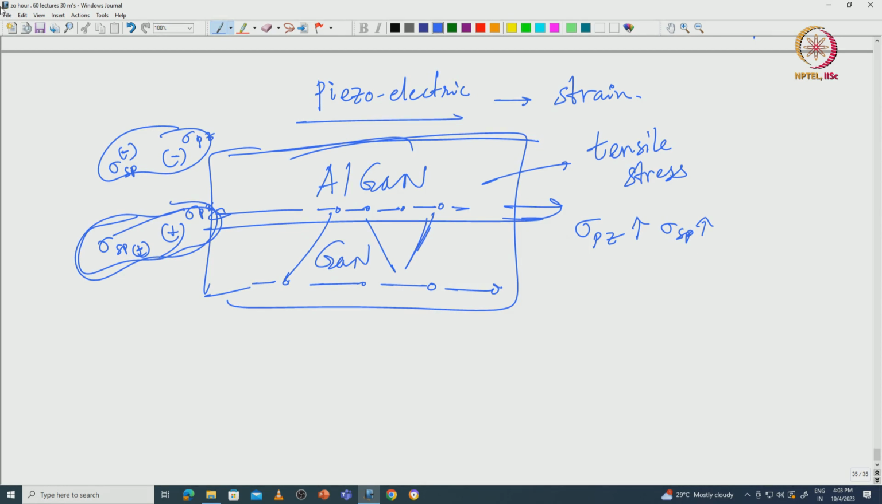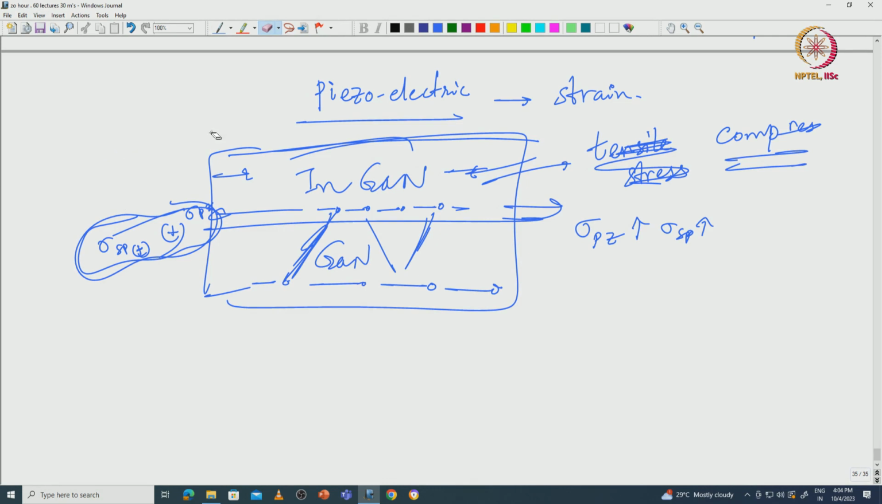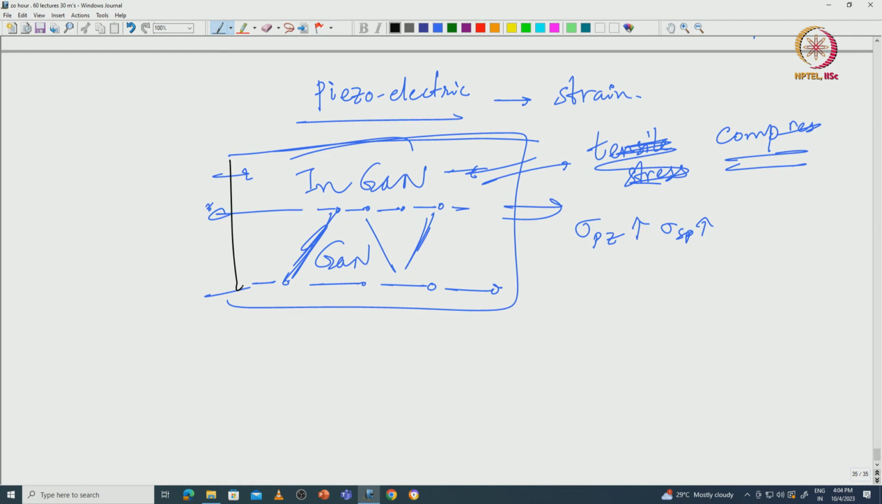So instead of AlGaN, suppose you had InGaN, indium gallium nitride. In indium gallium nitride the stress is not tensile, it is compressive, because indium gallium nitride has a larger lattice constant, so you push it inside. In compressive stress the direction of the piezoelectric polarization would be opposite to that of the spontaneous. The spontaneous has minus here, plus here for AlGaN. The compressive polarization would add plus here and a negative here.